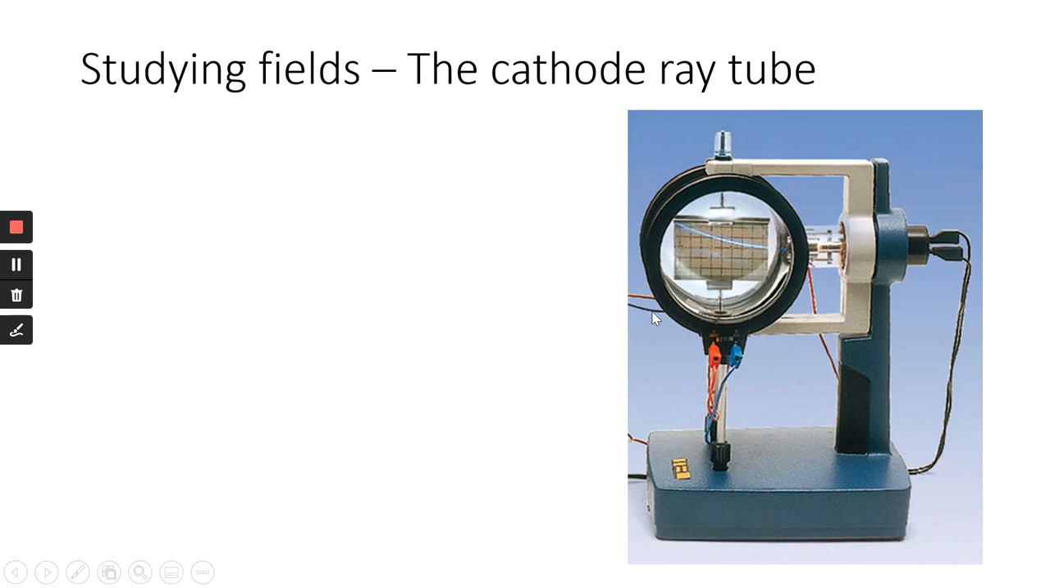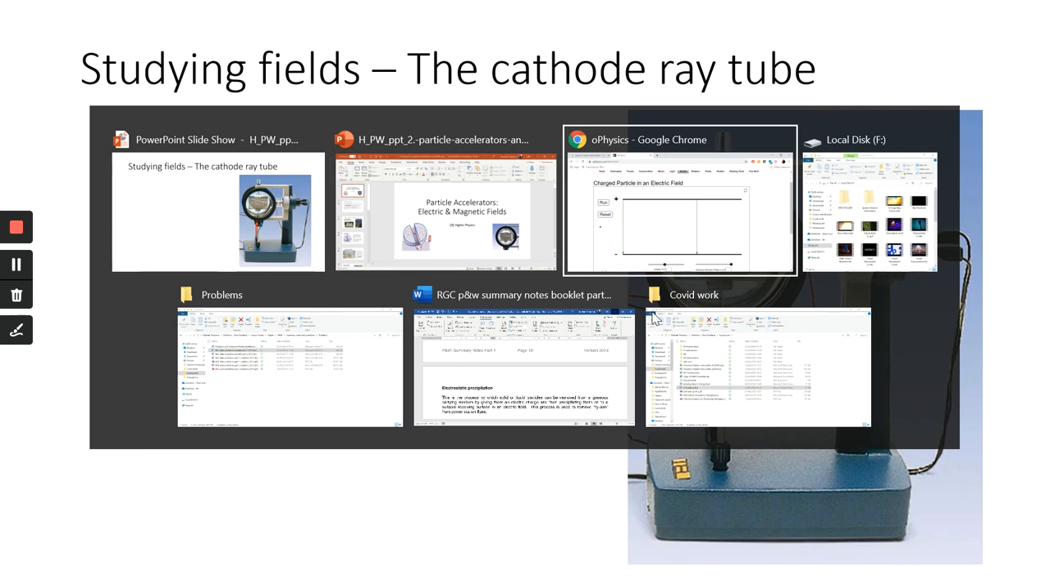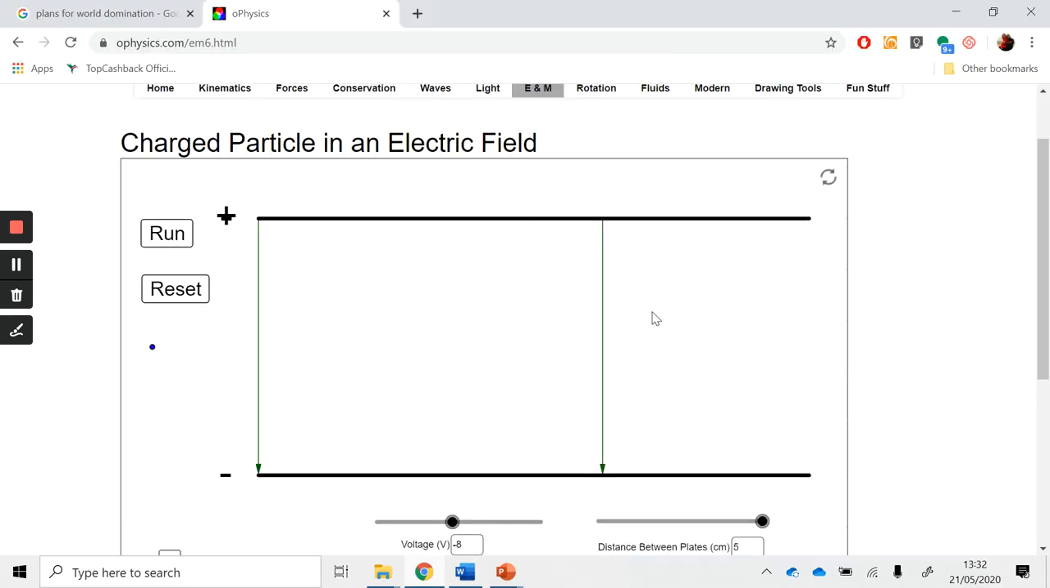Difficult to show you this, so I've got a simulated experiment here that we can use. It doesn't look anything like the other device, but it actually is. We've got a charged particle coming in from this side, and I don't normally use this software, so I can't actually remember the charge on the particle. We'll find out soon. We've got two plates, top and bottom, so this one's the positive plate and this one's the negative plate, and we can see some electric field lines.